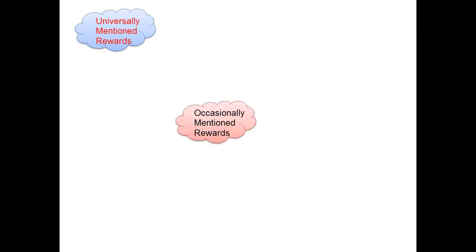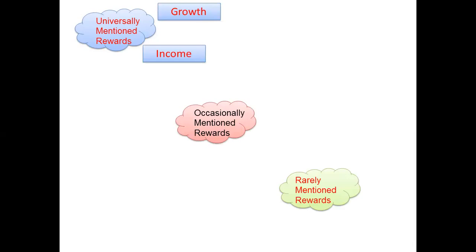So then we have three different types of rewards which are associated with new small businesses, and they are categorized as universally mentioned rewards, occasionally mentioned rewards, and rarely mentioned rewards. By looking at them one by one, we have universally mentioned rewards, and they involve growth, income, and flexibility.